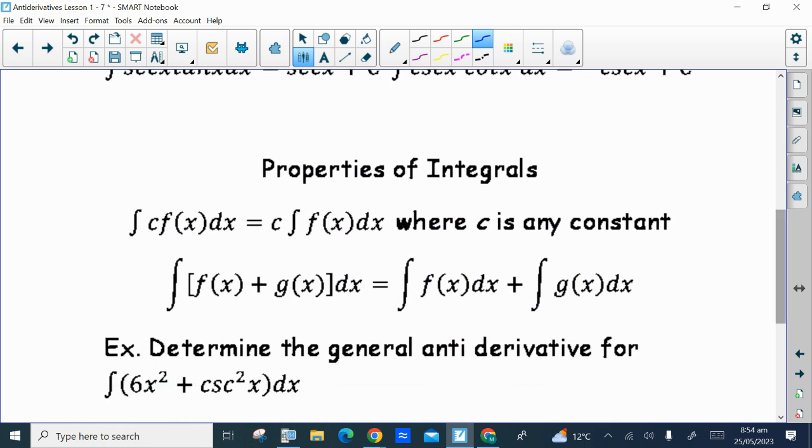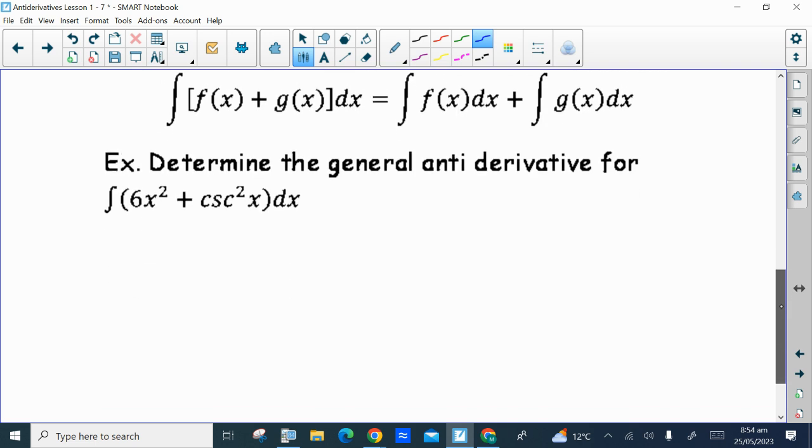Also remember the properties of integrals. They're similar to the properties of derivatives. C is a constant here. There is no x attached to it. It's a constant, so it can come in front. And the integral of the sum of two functions is the same as the individual integrals added together.